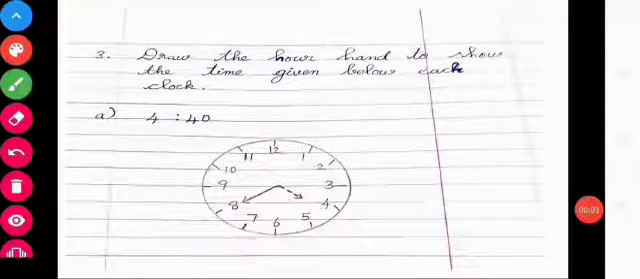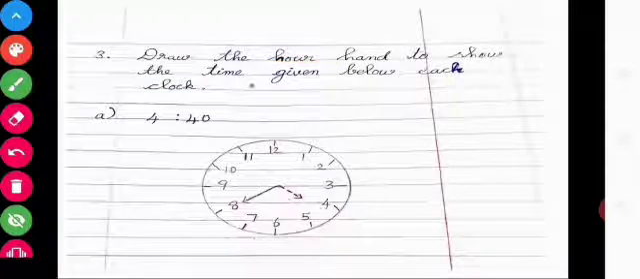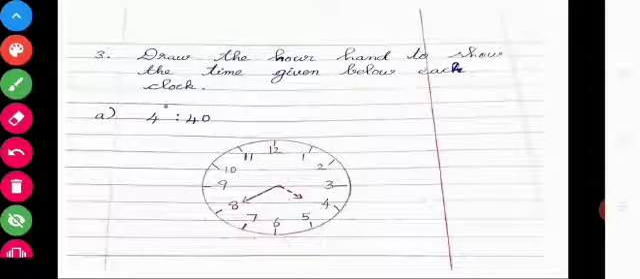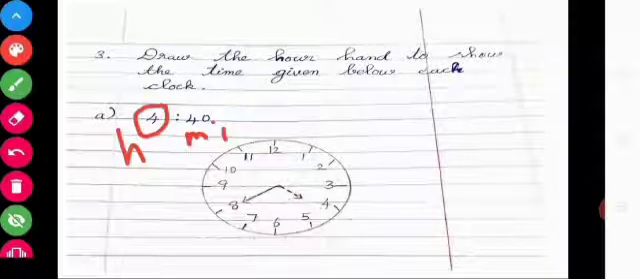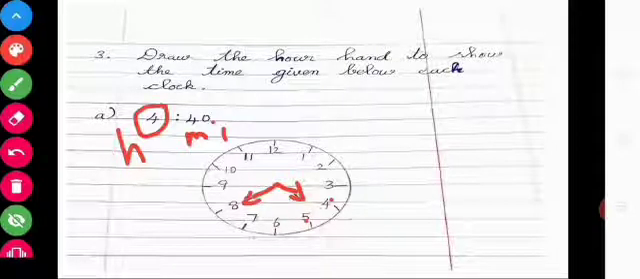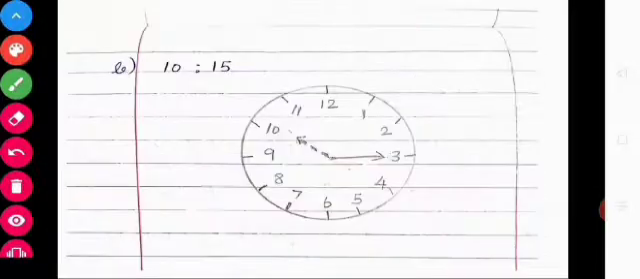And next one, draw the hour hand. Hour hand is the short hand. To show the time given below each clock. What is the time? 4 o'clock 40 minutes. That is 4 hour. That 40 minutes: the short hand is between 4 and 5 and the long hand is at 8. So what is the time? 4 hour 40 minutes.